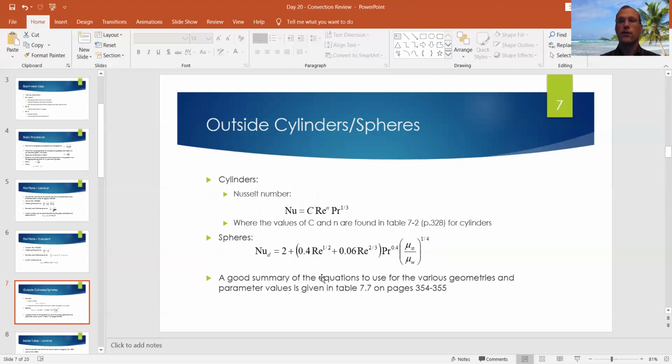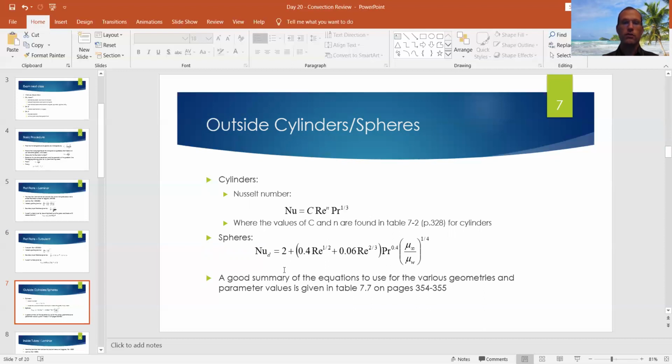Other geometries for external forced convection, mainly cylinders and spheres. For cylinders, pretty sure this is horizontal cylinders, the Nusselt number is generally given by some constant, Reynolds number to some power, Prandtl number to the 1/3 power. This happens a lot in these experimental cases where the equations were derived empirically. I have a lot of equations of this form, and just find the values of C and N based on the conditions. For my cylinders, it depends on the Reynolds number, and there's a table 7.7-2, page 328, which says what values of C and N to use based on the Reynolds number.